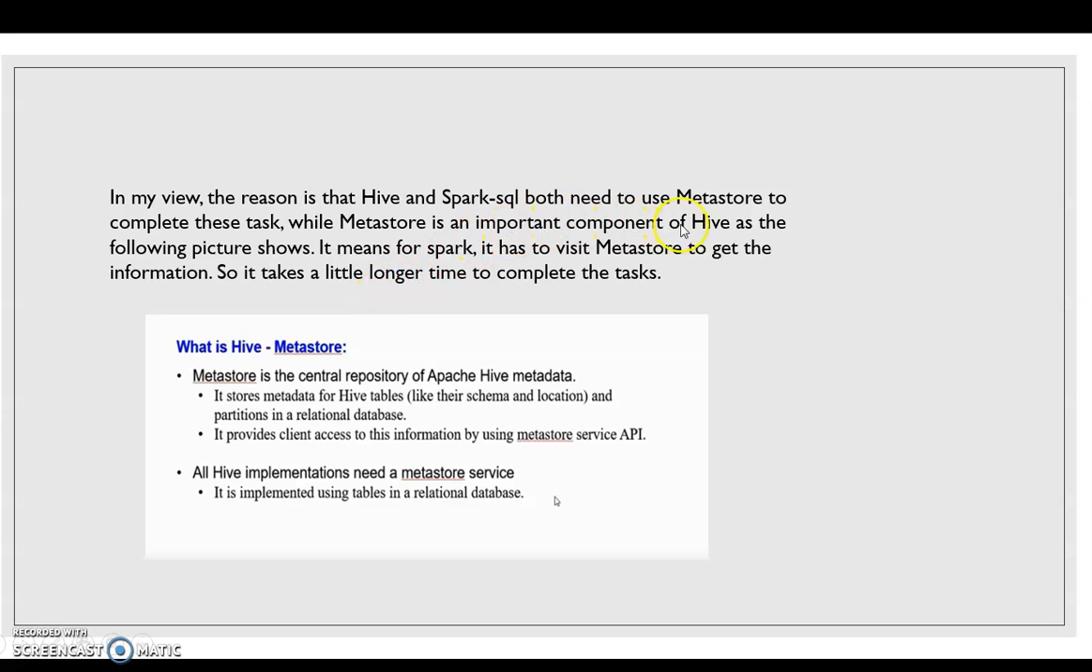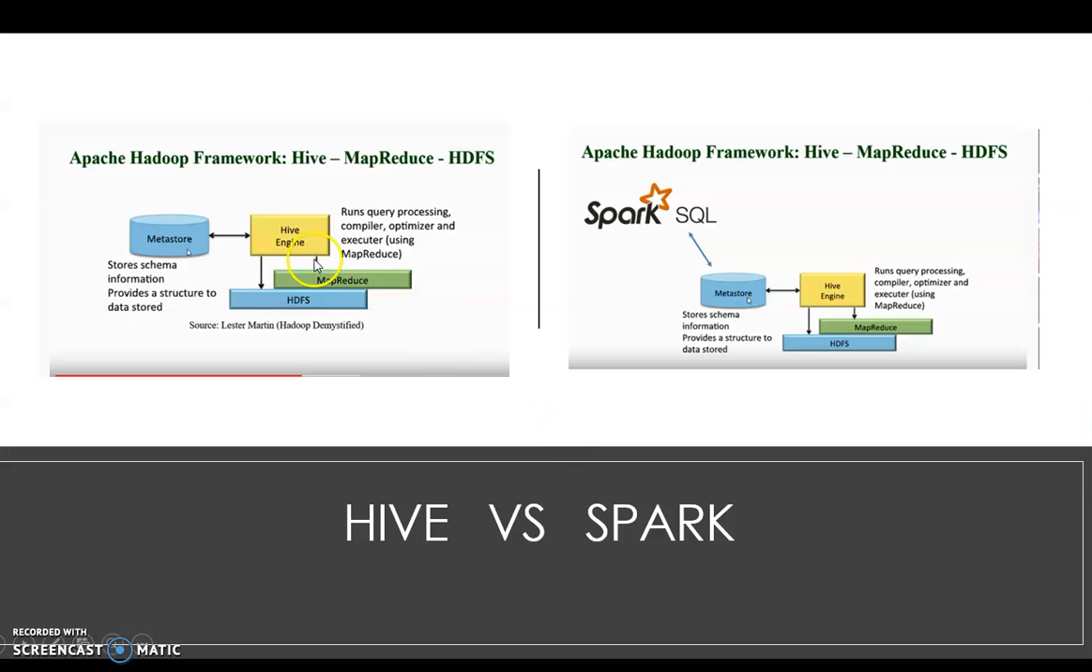Why? In my view, the reason is that Hive and Spark both need to use the MetaStore to complete this task. MetaStore is an important component of Hive, as the following pictures show. It means for Spark, it has to visit the MetaStore to gather information, so it takes a little longer to complete the task. You see the images: for Hive, the MetaStore is Hive's component. Spark has to visit the MetaStore.